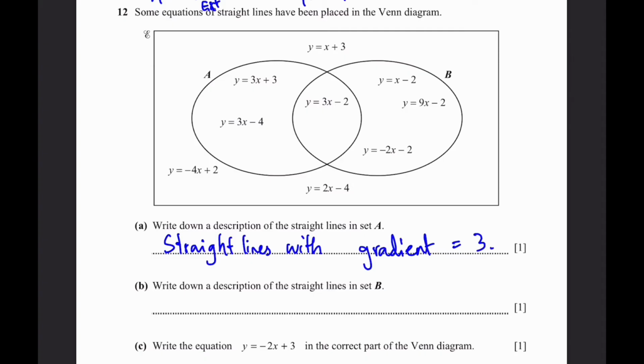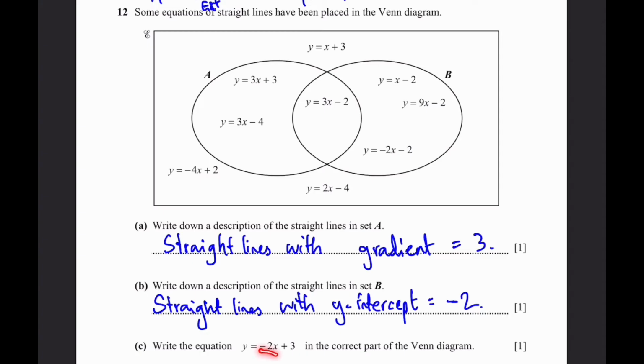B, write down a description of the straight lines in set B. So if you see here, the y-intercept in all four lines is -2. So straight lines with y-intercept equals -2. C, write down the equation y equals -2x plus 3 in the correct part of the Venn diagram.